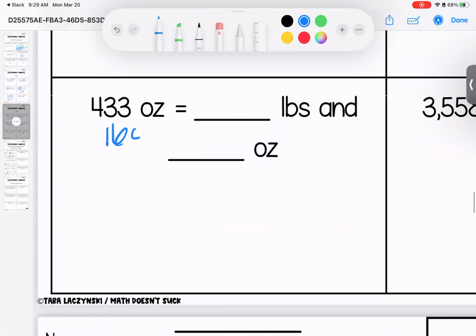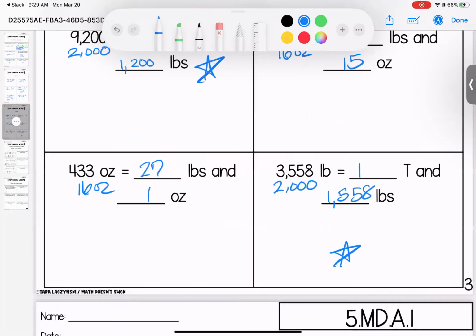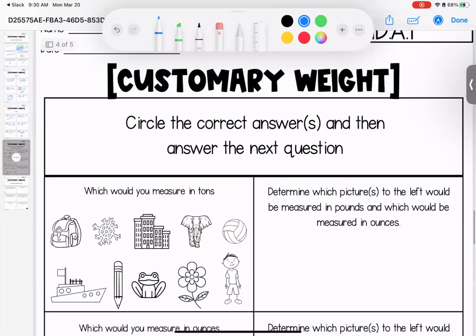Ounces, there are 16 ounces in a pound. When I divide 433 by 16, I get 27 with a remainder of 1. And then pounds to ton, again, 2,000 is going to go in 1 time, and it's going to leave me with 1,558. Any questions? Bring them with you to class.